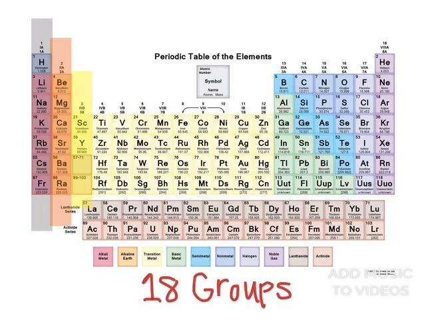Okay, so first let's talk about the groups. The groups are the columns on the periodic table. So right here is group 1, this is group 2, this is group 3, etc., all the way across the periodic table. The final group is group 18. That's here, the noble gases. We're going to talk more about these groups in part 2 of the periodic table video next week.